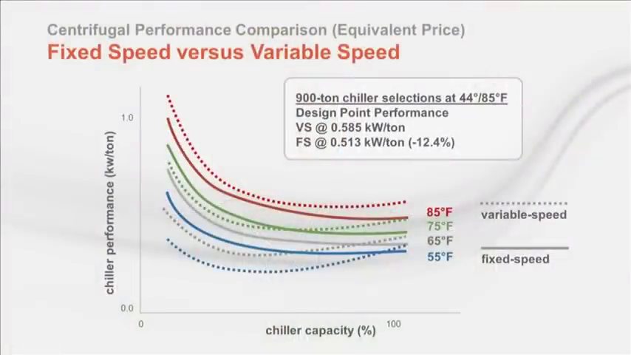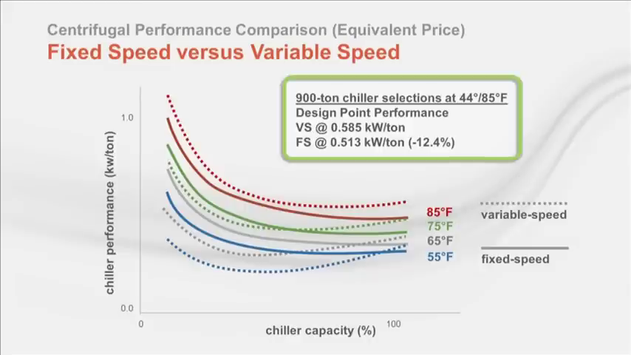This slide provides the performance details of the two same price chillers. Looking at the chart, the variable speed performance is shown as the dashed lines, and the fixed speed performance is shown as the solid lines. The fixed speed machine at 0.513 kW per ton had a much better design point efficiency as compared to the variable speed selection at 0.585 kW per ton.